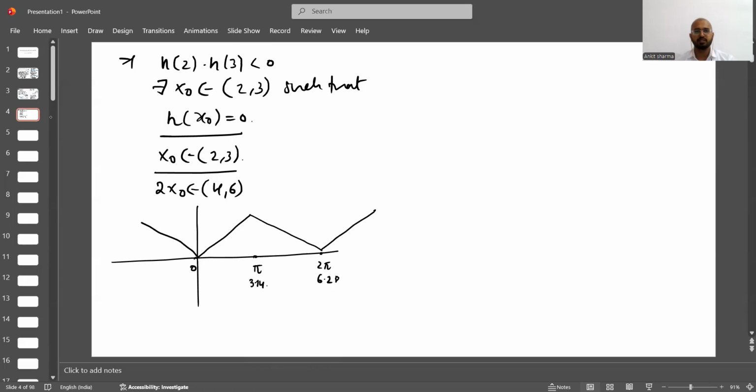That means my x naught lies here somewhere. This is my x naught. So cos inverse of cos of 2 times x naught is going to be, what is this line's equation? It's decreasing, so minus x plus 2 pi. So I'm going to have minus of 2x naught plus 2 pi. So we get cos inverse of cos 2x naught is this. That happens to be my theta. So I get minus theta plus 2 pi.